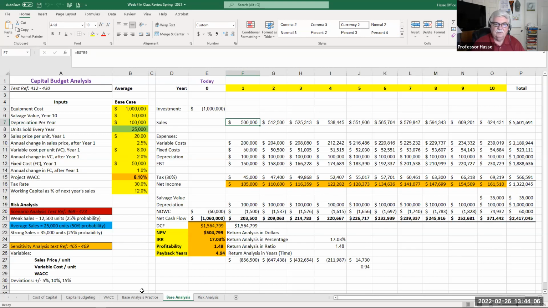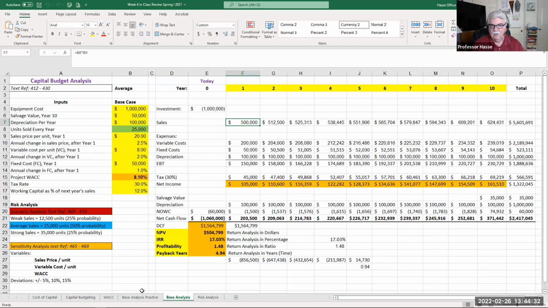Then we looked at the base analysis of that, where I walked through that and determined that this particular investment of $1 million is generating an adequate return: a net present value of over $500,000, an internal rate of return of 17%, a profitability index, the ratio of the discounted cash flow in relationship to the investment, of 1.48 times, and a payback in a little bit under 5 years. This is the basic capital budget analysis.